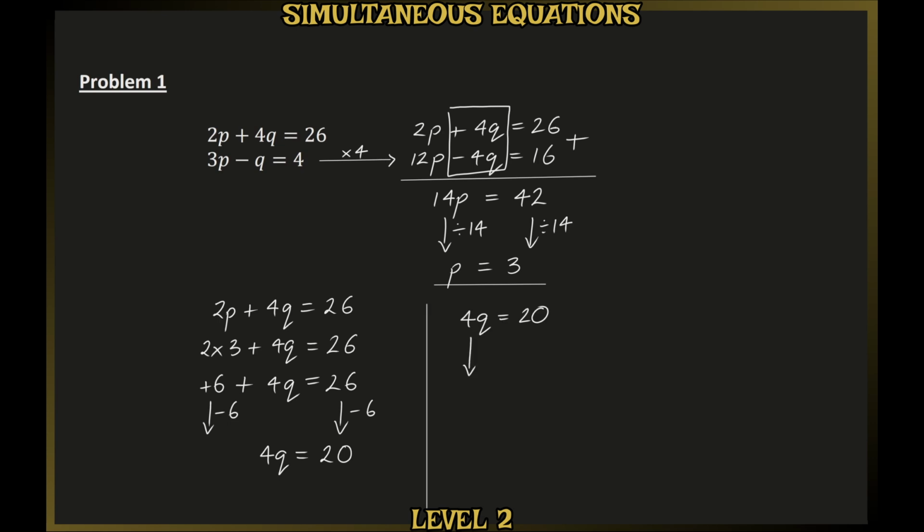Finally, to remove the times 4 from in front of the q, we can divide by 4 and do the same on the right. On the left, the times 4 and the divide by 4 cancel out to leave us with q, and on the right, 20 divided by 4 is 5, so q is equal to 5. And this means that our final answer to problem 1 is p equals 3, q equals 5.